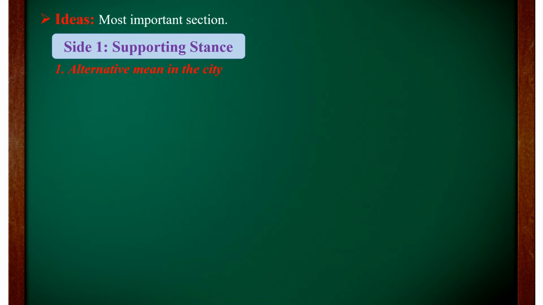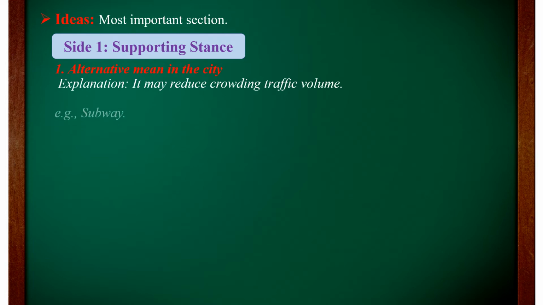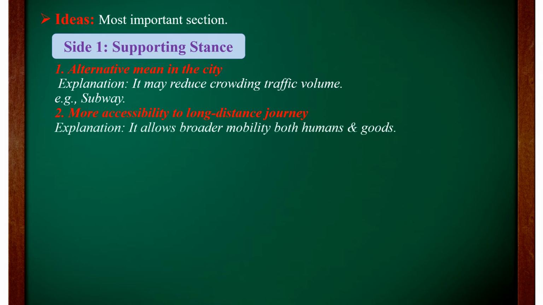Supporting idea 1 is alternative means in the city. This is because it may reduce crowding traffic volume. One obvious example is subway. Supporting idea 2 is more accessible to long-distance journey. The reason for this is it allows broader mobility, both human and goods. The example can be seen in the case of Europe and China.